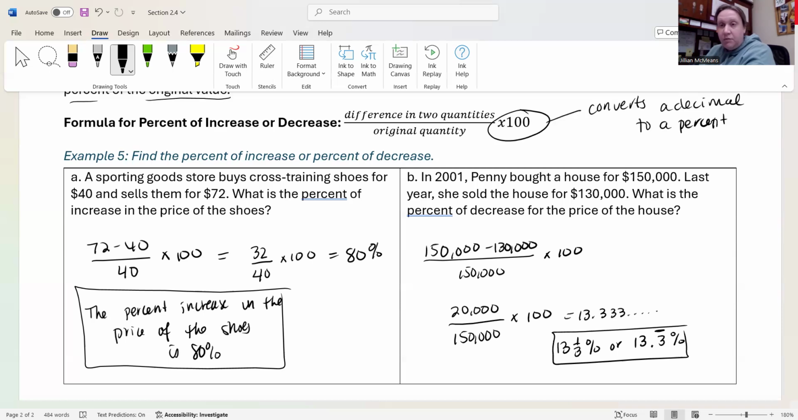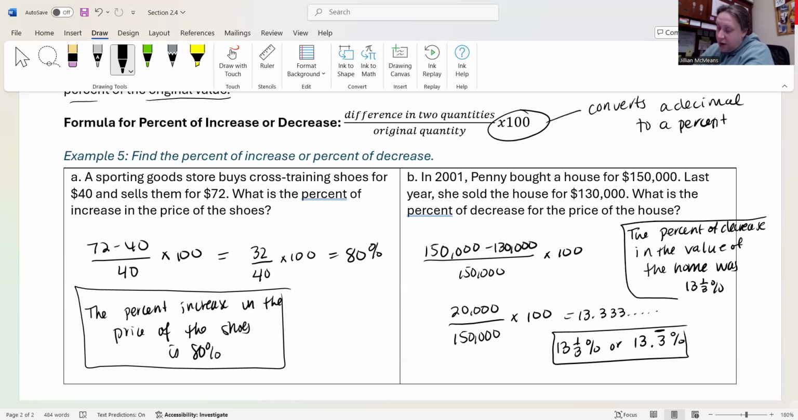At minimum, you have to write the answer with a percent, but it's even better if you say the percent of decrease in the value of the home was 13 and a third percent. Always, always, always describe your answers.